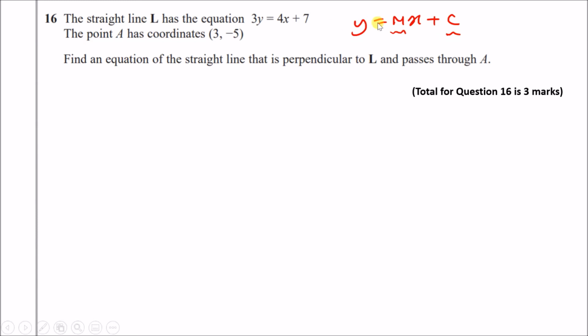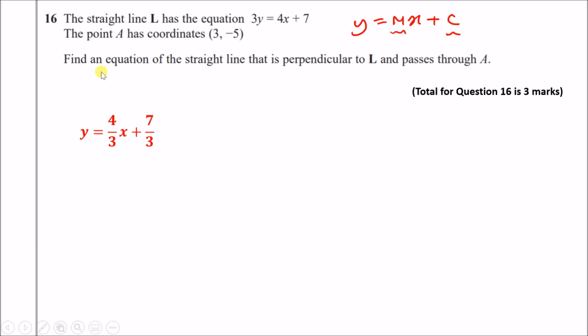So if I had to do this right now, to rearrange this into that form, you can just see that to get y equals, you've got to divide it by 3. So if I divide the whole thing by 3, you're going to get 4 over 3 and 7 over 3. So it'll look a bit like that. Y equals 4 thirds x plus 7 thirds. And instantly you can see the m value is 4 thirds. And that's what we care about.